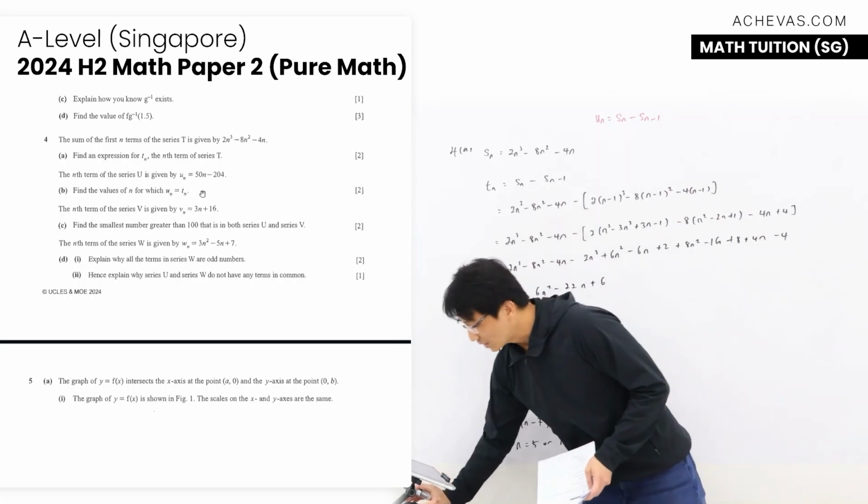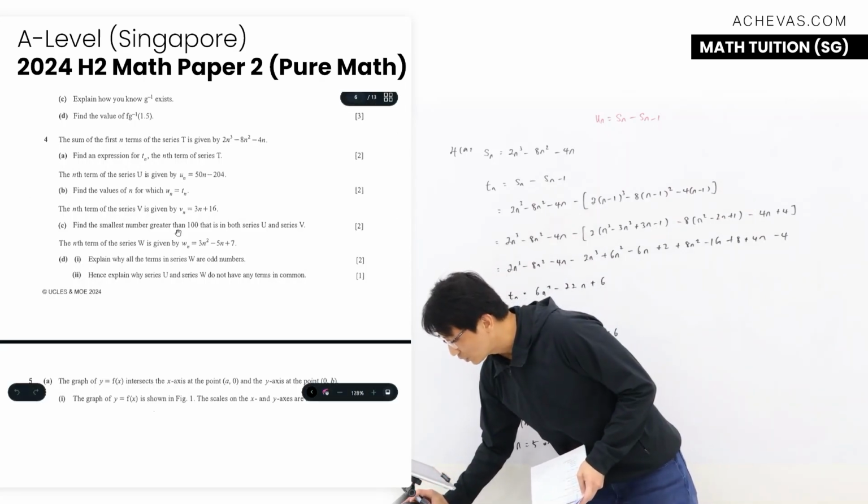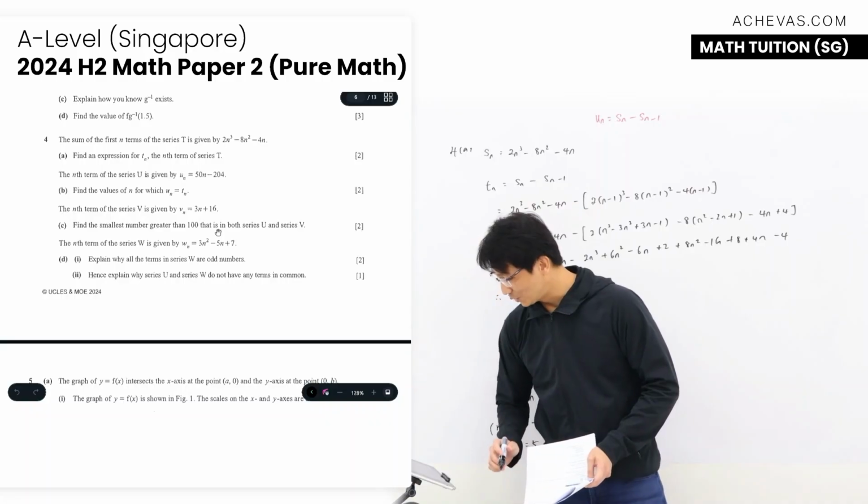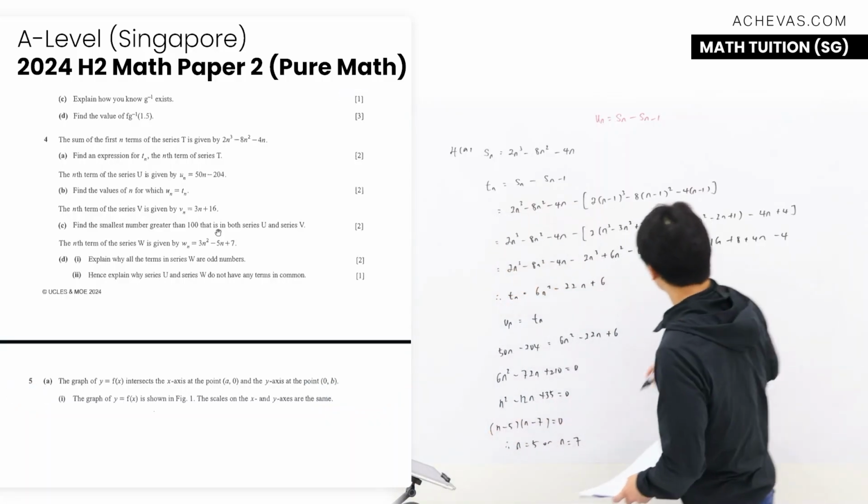As for the next part of the question, again, we are given another new series, which is Vn equal to 3n plus 60.